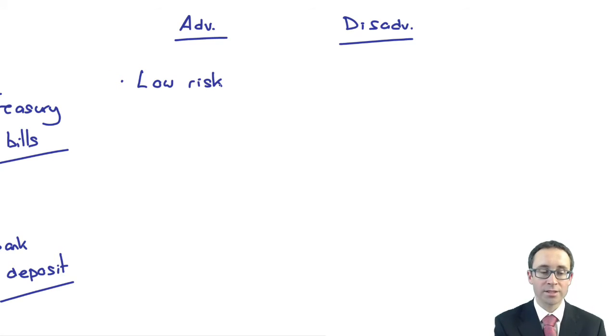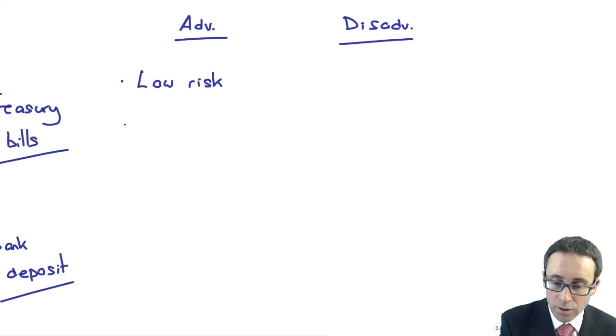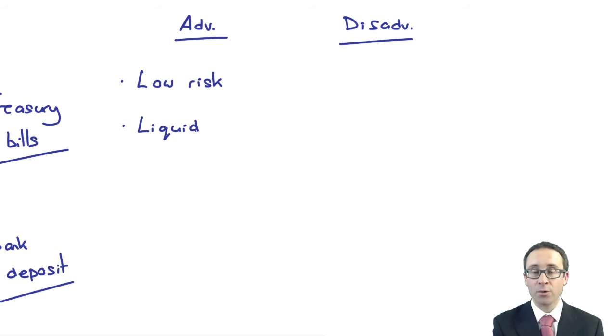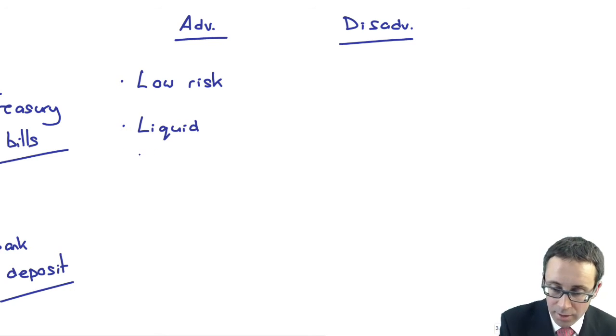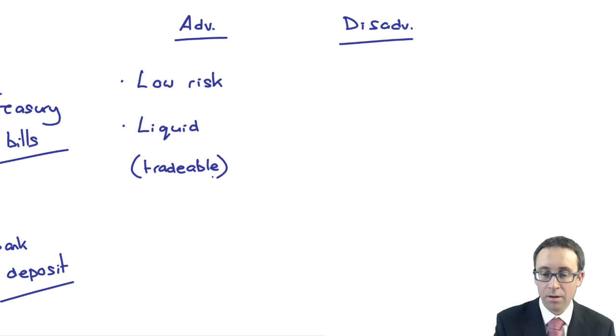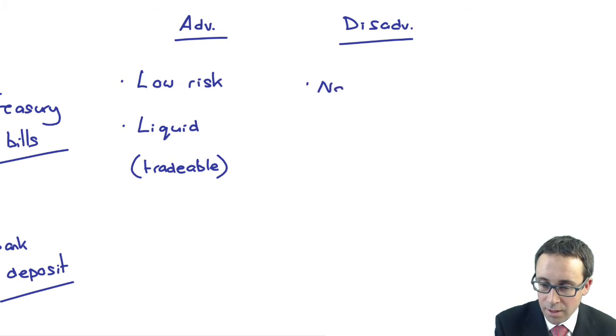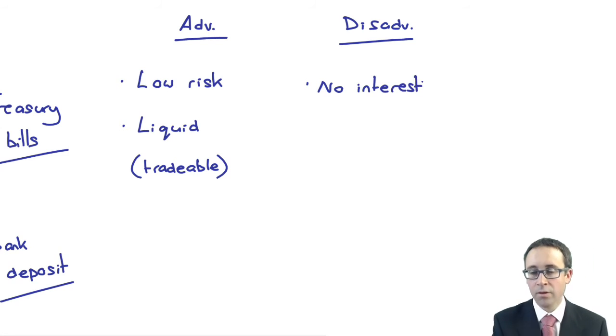So it's pretty low risk. Okay, also, as it is with the government, it is tradable. So that it is pretty liquid. Okay, it is liquid because it is tradable on the markets. Okay, the disadvantage, I suppose, is that you get no interest on those treasury bills. It's all built into, isn't it, the amount that you deposit and the amount that you get back.